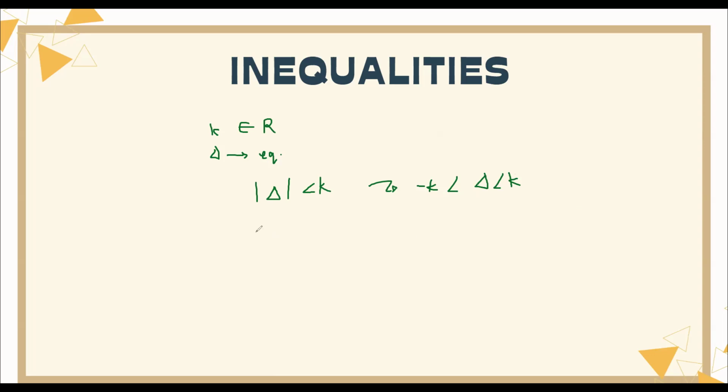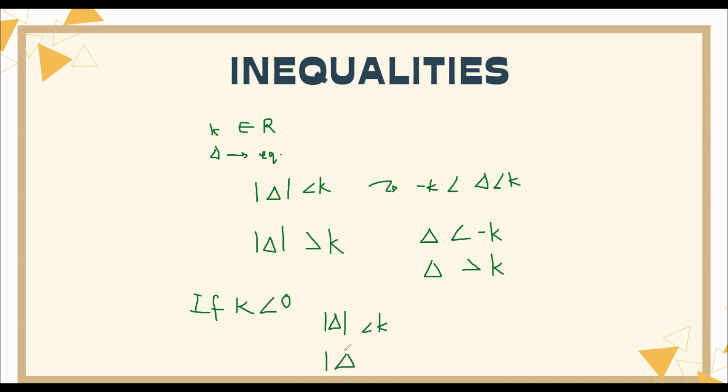And then alternatively, if we have the absolute value of an equation greater than k, which is your provided value, this means that your equation is less than negative k, or the equation is greater than positive k. Okay? And then, of course, if k is less than 0, then we have the absolute value of the equation less than k, and the absolute value of your equation greater than k.